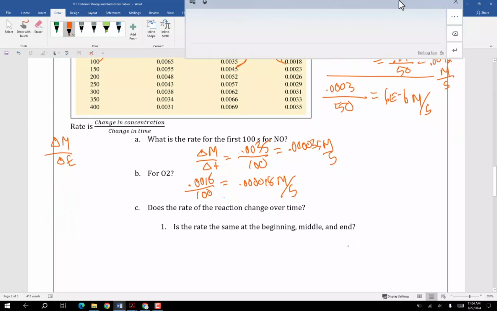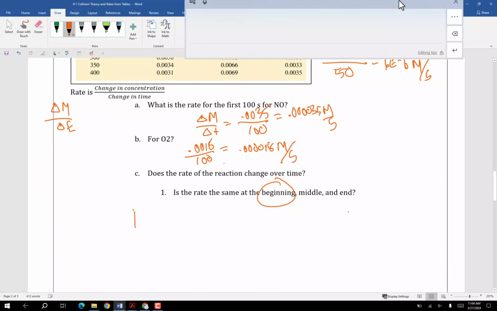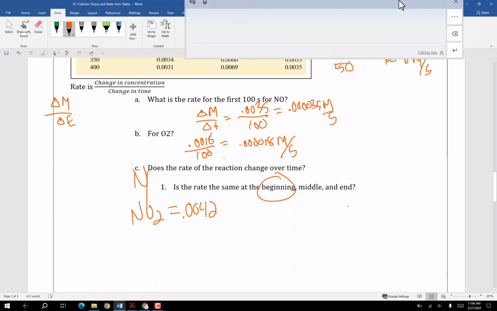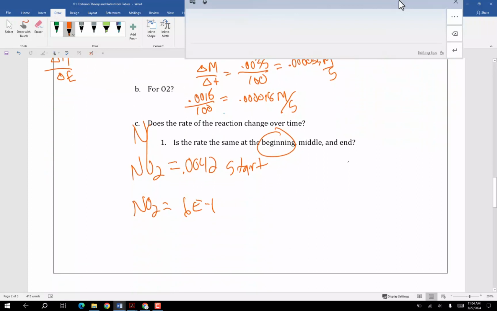Does the rate of the reaction change over time? Is the rate the same in the beginning, the middle, and the end? So remember in the very first part, I said in the beginning, NO2 equals 0.0042 at the start, and NO2 equals 6e-6 in the end. So rate changes. And that's it, right? And this should make sense. Most reactions slow down. So you start off with a lot of reactants, and then you run out of reactants.